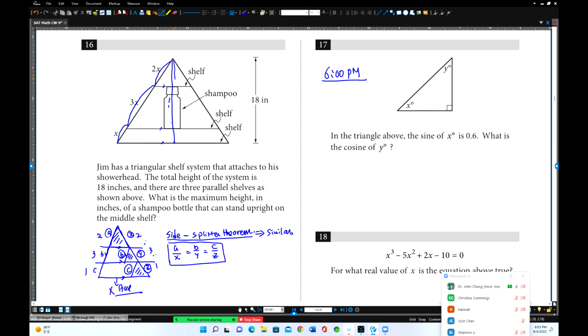So of this one, how is this? 2k, using different letters. This is 3k. This is k. How many k are there? 6k, right? 2k plus 3k plus 1k is 6k. That is equal to 18. The value of k equals 3. But this is the bar as well. We need 3 times k. So 3 times 3 is 9, okay? Inches. That's the answer.